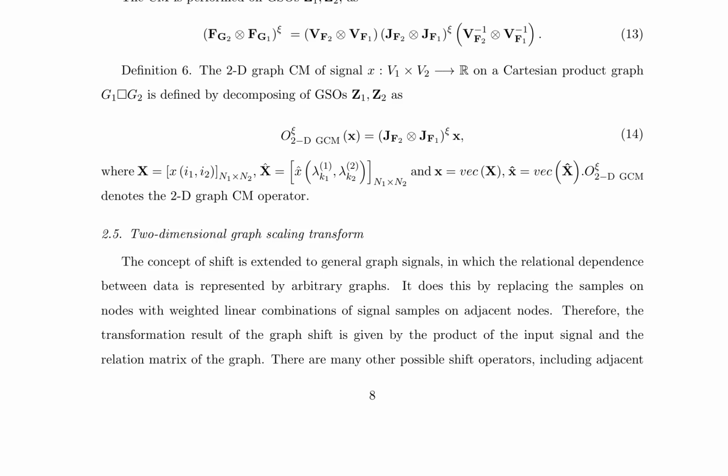The paper provides a comprehensive framework for two-dimensional graph signal processing, including the definitions of 2D graph Fourier transform, 2D graph fractional Fourier transform, 2D graph chirp multiplication, and 2D graph scaling transform. These formulations enable the analysis and processing of graph signals in two-dimensional spaces, which is crucial for various applications in computer vision, signal processing, and machine learning.